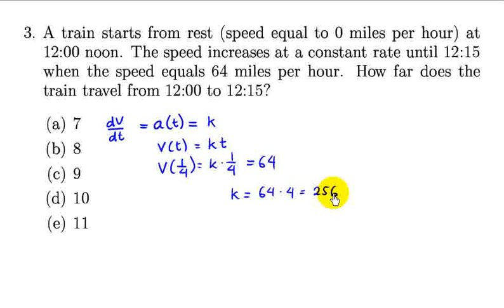And now the question is asking how far does the train travel from 12 to 12:15. So basically it is asking about the distance when t equals 1/4. Let us write the distance function as d of t. Remember that the velocity is the derivative of the distance function. Here we have k equals 256. So if we plug k equals 256 back in, we have v of t equals 256t.